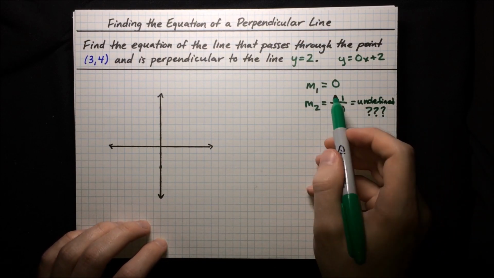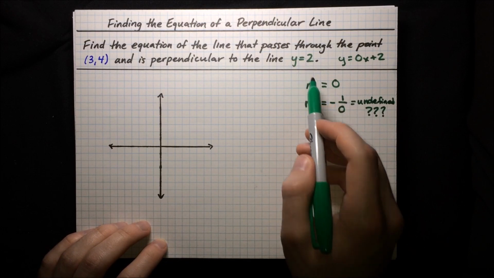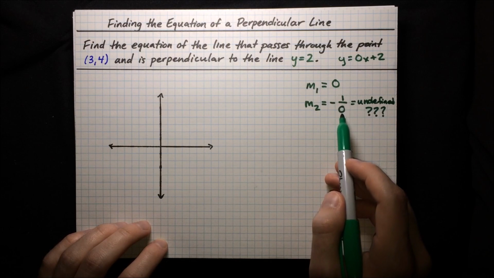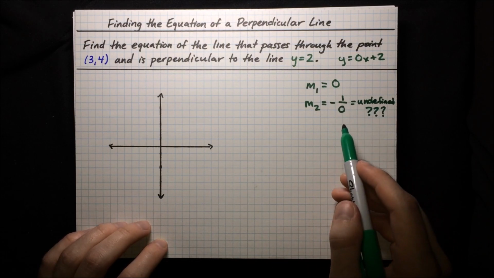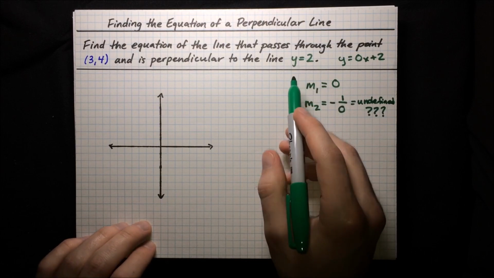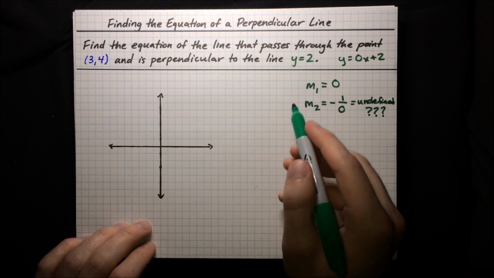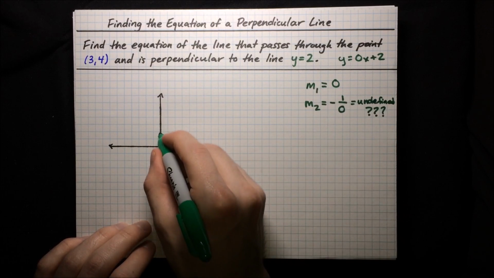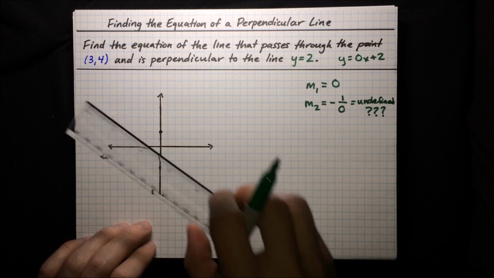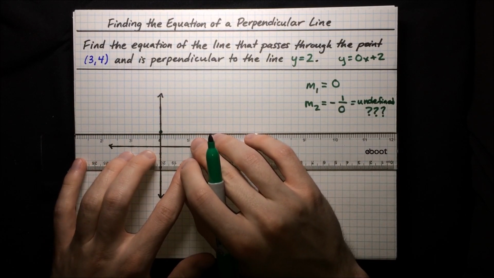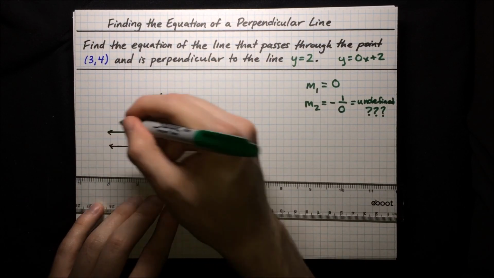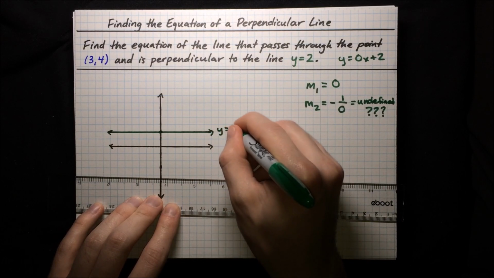So there's an issue that arises when the slope is 0, because we can't take the negative reciprocal of 0. The reciprocal of 0 is really not defined. So it's a lot easier to think about this problem visually. Let's go ahead and plot the line y equals 2. That's a y-intercept of 2, and then it has a slope of 0, so it's just going to be horizontal like this. There we go. So there's our line y equals 2.